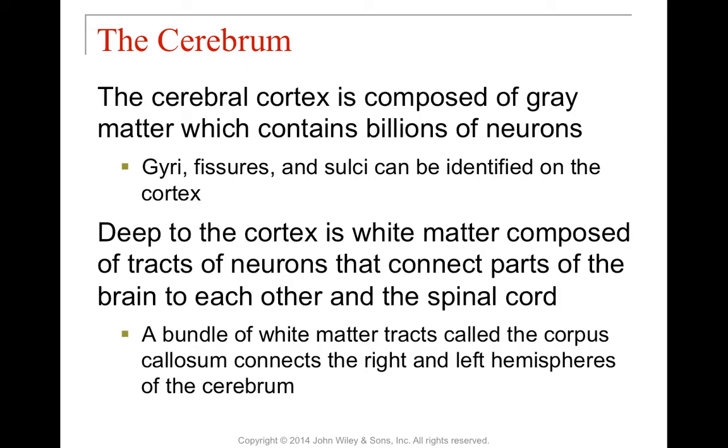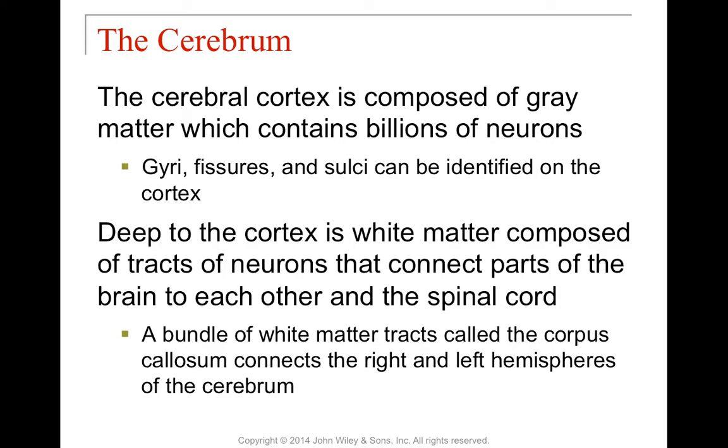All right, so let's talk about the cerebrum. So the cerebral cortex is going to be comprised of gray matter, which has billions and billions of neurons in it. And there are a lot of different identifying markers, including gyri, fissures, and sulcus or sulci. These are all plural forms, so it would be a gyrus, a fissure, or a sulcus as individual. And you can identify them on different regions of the cortex. It's approximately 2 to 4 millimeters thick, and the gray matter is on the outside. Beneath that, we're going to have the cerebral white matter.